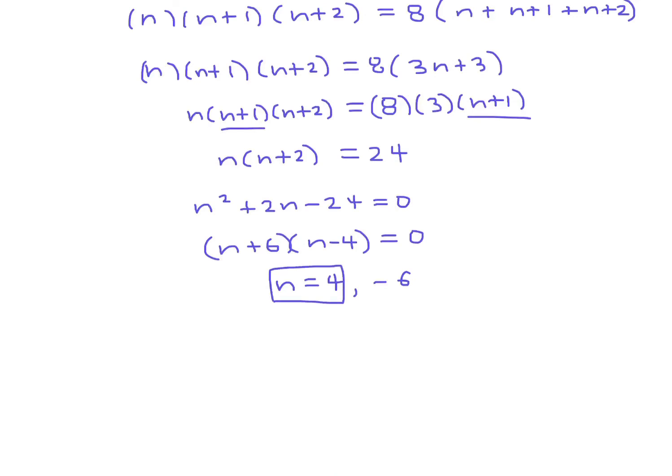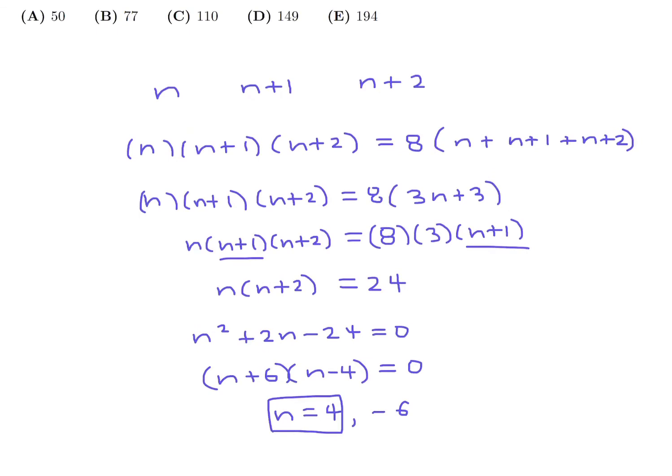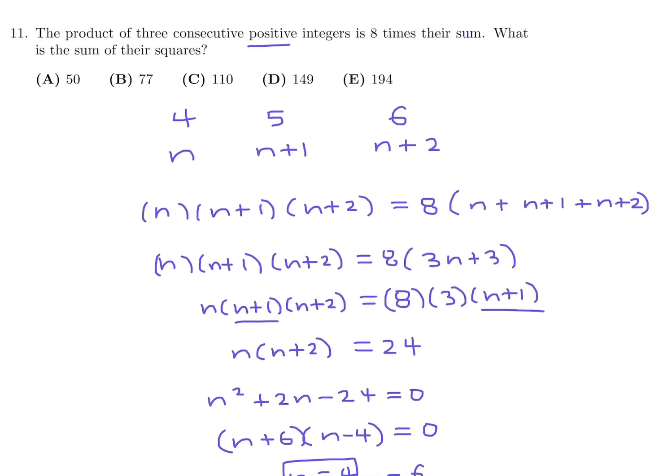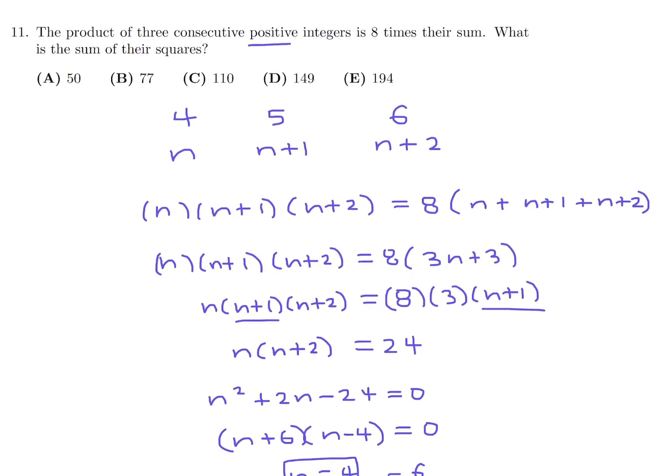All right? So that means our numbers are 4, 5, and 6. Those are our three consecutive positive integers. Now they want you to find the sum of their squares. So 4 squared is 16, 5 squared is 25, 6 squared is 36, and therefore that sum is 77. And therefore 11 is B.